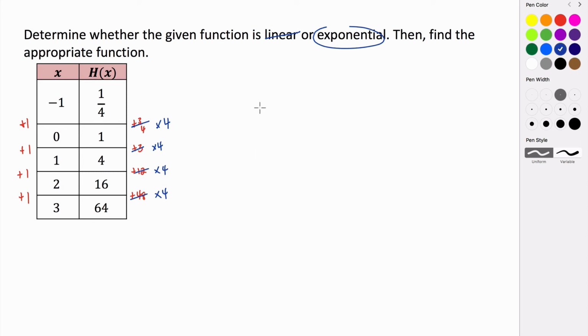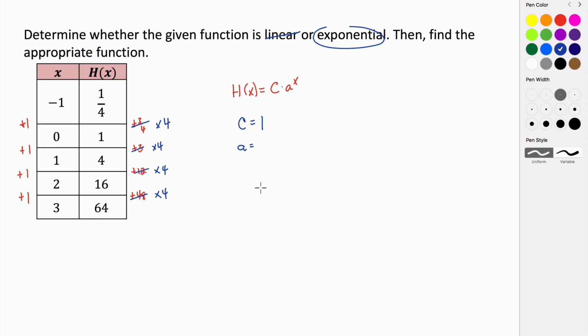Now we have to write the equation for the function. Remember, on the last slide, we said that exponential functions are in the form h of x equals c times a to the x. So we need to figure out the value of c, which is our initial value, and the value of a, which is our growth factor. Again, c is the initial value, or another name for that is the y-intercept. The y-intercept happens when the x value is 0. And in this function, we are given an x value of 0, so we can pretty easily look at the y-intercept. So the initial value is going to be 1 here.